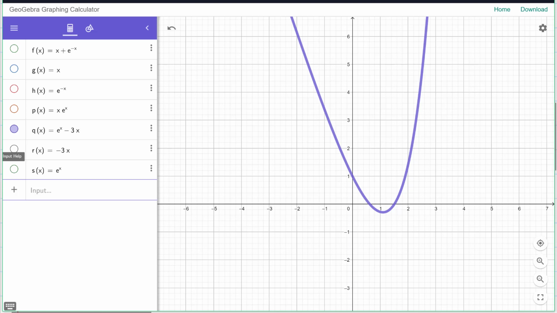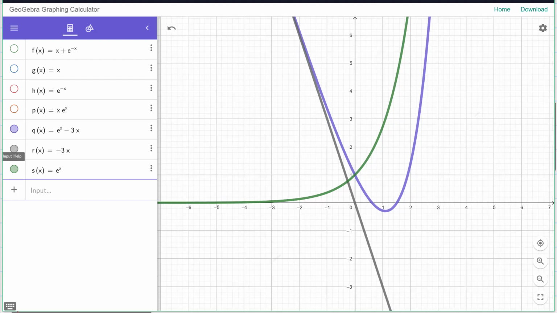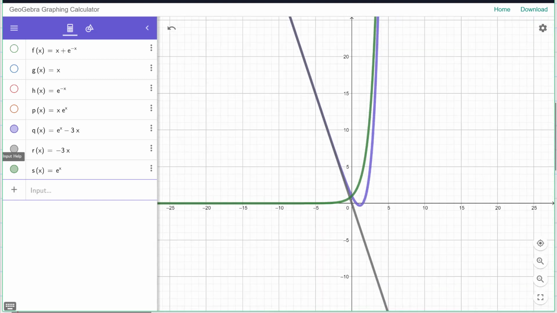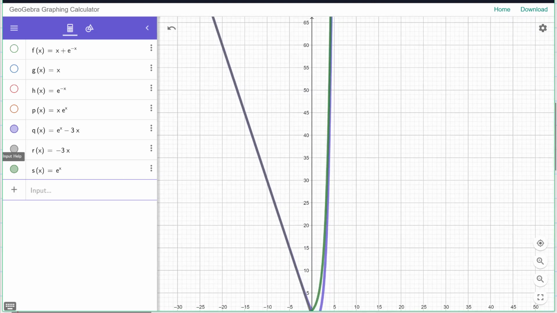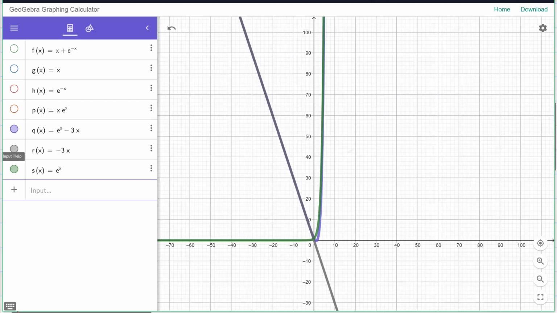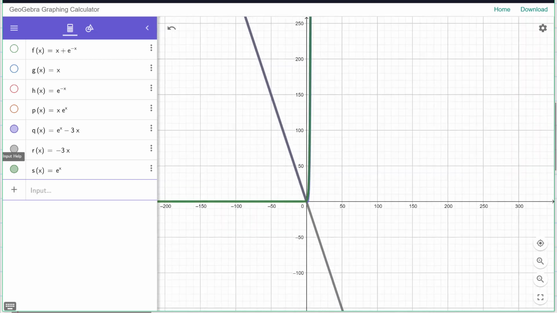So I'm going to put two graphs on the screen. And again, they don't look like they match up very well. But as I zoom out, you can see right away that the negative 3x, which is the gray line, looks like it matches with the left end behavior model. And the e to the x, which is the green one, looks like it matches up with the right end behavior model. So as I zoom out more and more, you can see how, whether I have the actual graph there or not, you can use the two more simple graphs to represent the end behavior models.